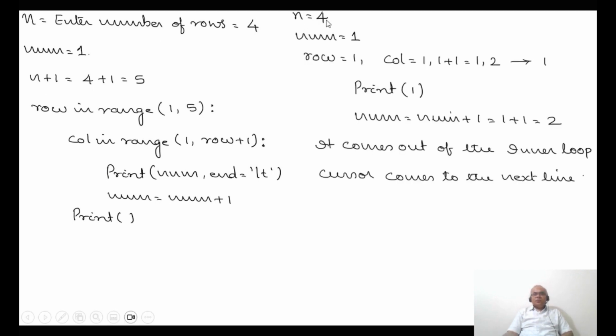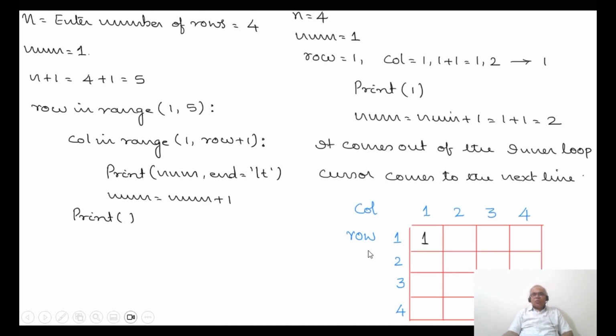Initially, n is equal to 4, num is equal to 1, the first number. When the value of row is equal to 1, what will the column be? 1 plus 1. That is column in range 1 comma row plus 1, so it becomes 1 comma 2. In the first row, how many columns will you have? Only 1, up to 2, so it will take only 1. So, print the value of num. Num is 1. So, print 1. That means in the first row, first column, you get 1.